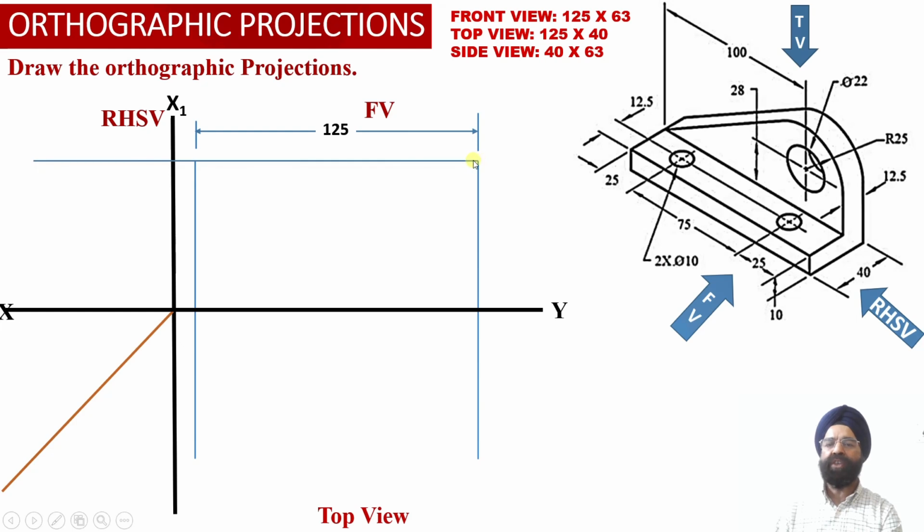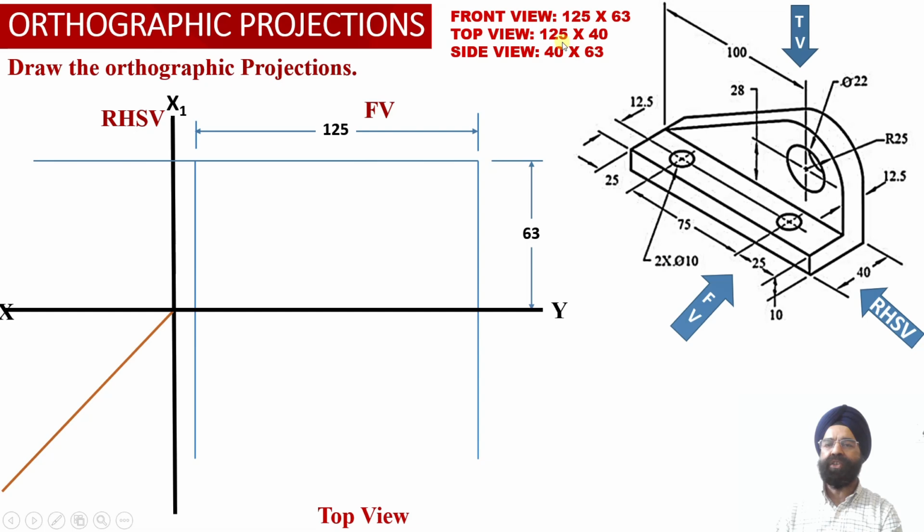So now one horizontal projector line we have drawn into the front view projection area, and we have extended this horizontal projector line into the right hand side view projection, and the height of this horizontal projector line above the XY reference line happens to be 63 millimeter. So now we have been able to evaluate the front view face corresponding to the solid, which is measuring 125 millimeter width of the solid and 63 millimeter height of the solid.